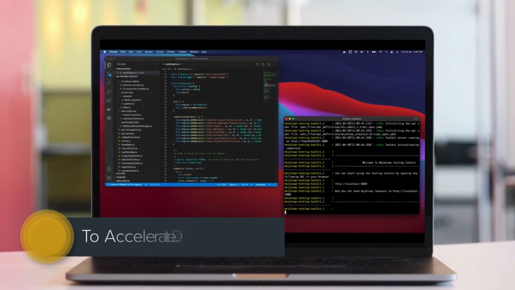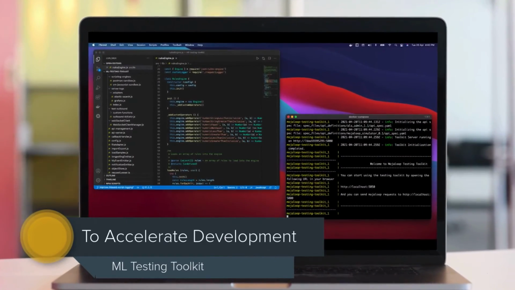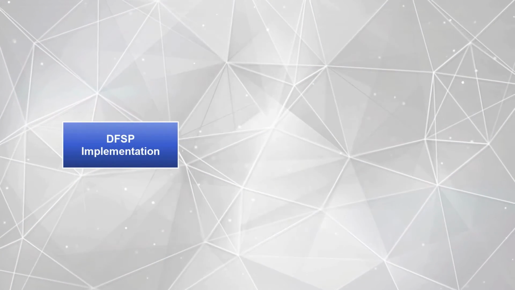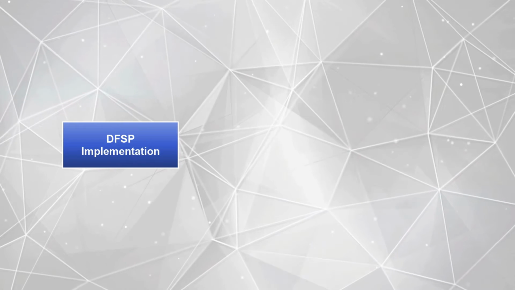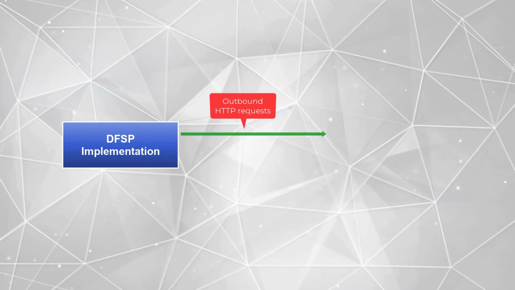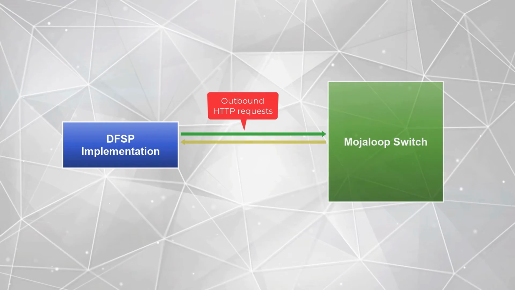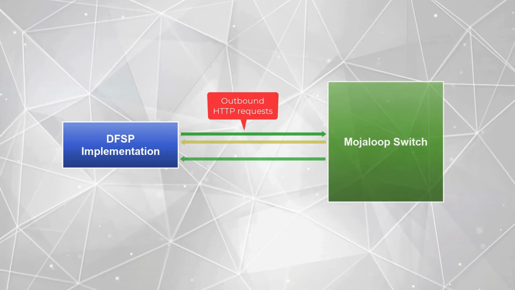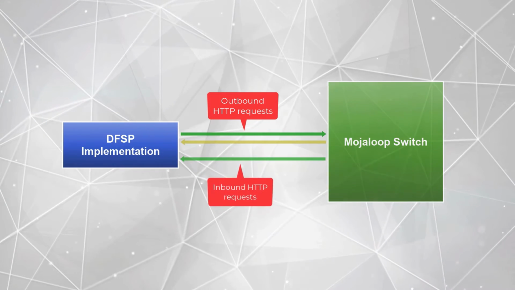Let's see how we can use the testing toolkit to accelerate development. Suppose this is a DFSP implementation which can be under development. So a developer may want to send his HTTP outbound calls to a Mojoloop switch. And also he may want to test his implementation by getting inbound HTTP calls from the switch.